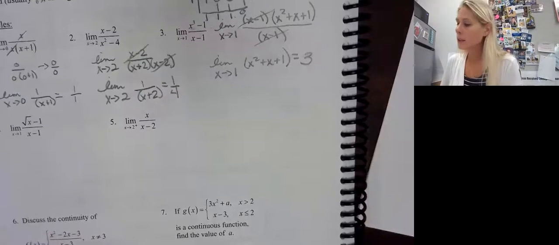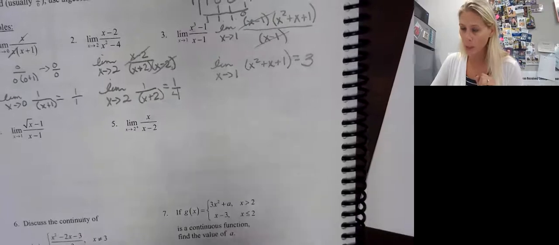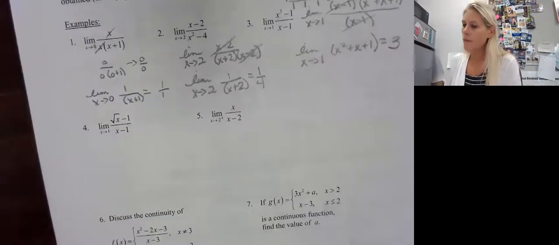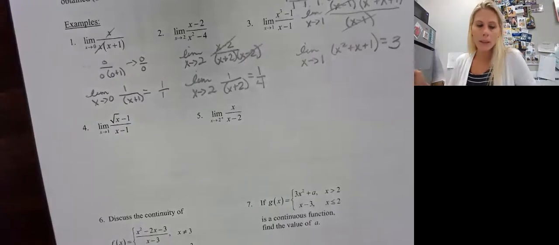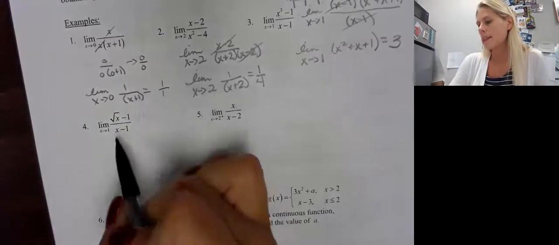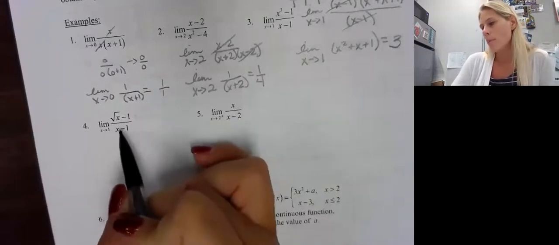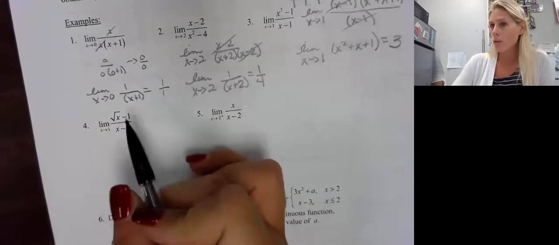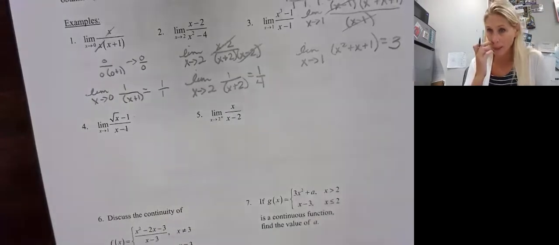All right, so again, synthetic, or you could have done long division. Okay. All right, 4. 4 gets a little bit tricky, okay, because we have that square root there. Let's double check. Square root of 1 is 1, 1 minus 1 is 0, 1 minus 1 is 0. So I get the 0 over 0, the indeterminate. So there must be a way to simplify, okay?